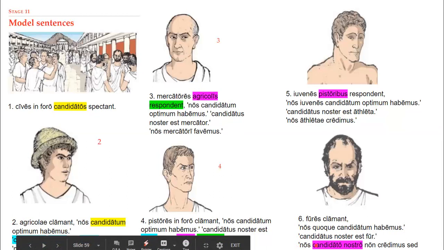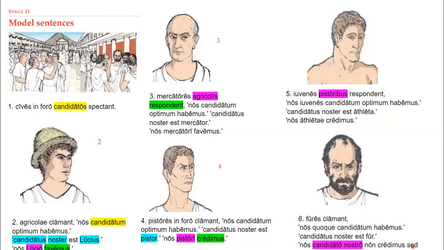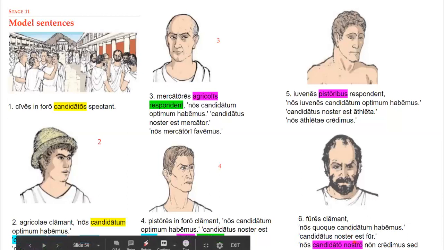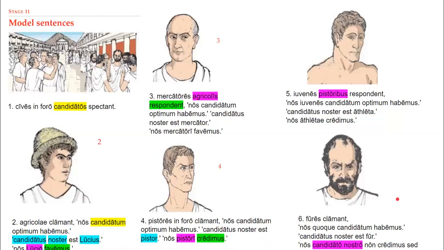So nos candidato nostro non credimus, sed. Sed, I think the bottom part of it is cut off. Sed favemus. We'll open this up a little bit so you guys can see that last word. Taking this off of main screen. Well, that'll be fine. I was going to make it not in presentation mode, but just note that the last word is favemus.